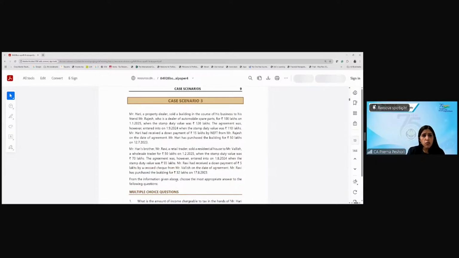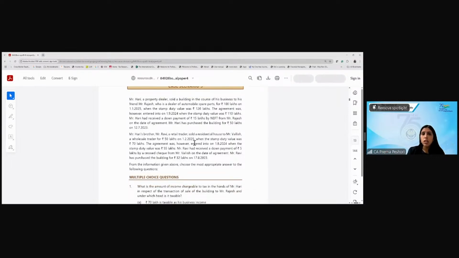56(2)(x) says that you need to check, as we just now discussed, whether in this particular case the inadequate consideration is in excess of the higher of 50,000 and 10% of the consideration, right? So in this particular case, the inadequate consideration is there. Yes, there is an inadequate consideration because he was supposed to pay 110 lakhs, but he paid 100 lakhs. We will take the stamp duty value as on the date of agreement.